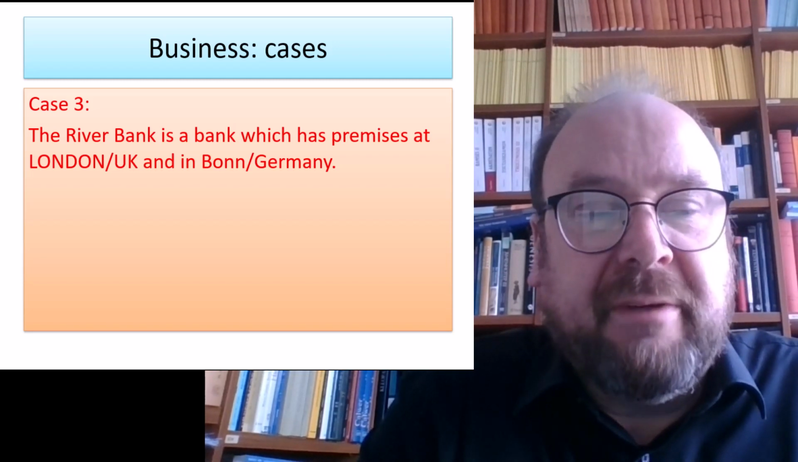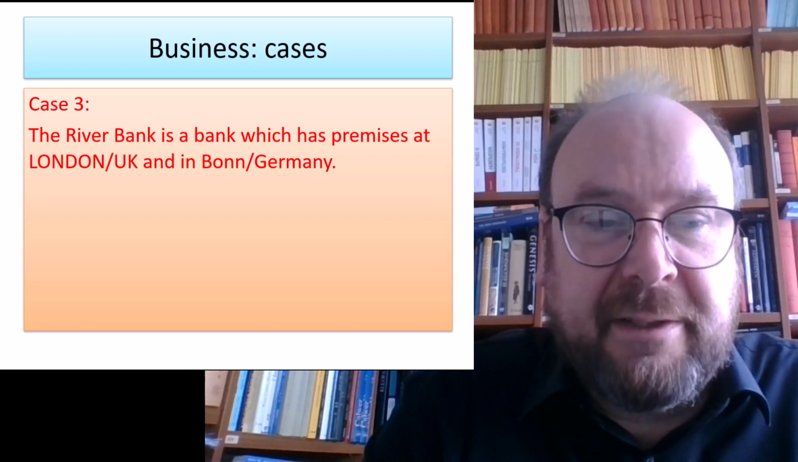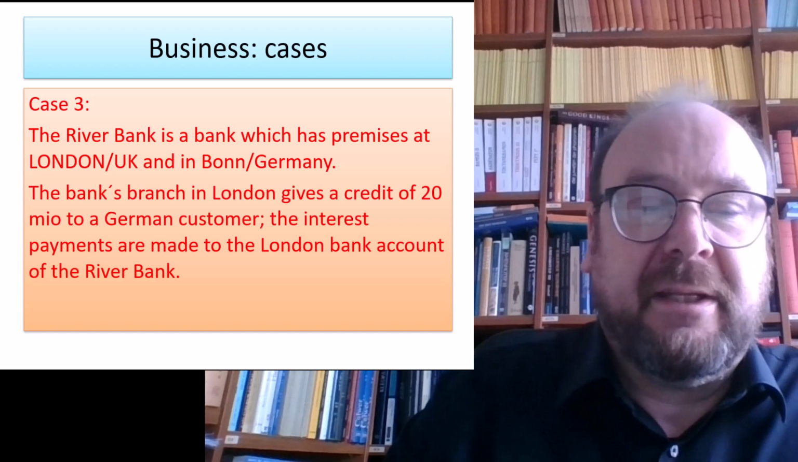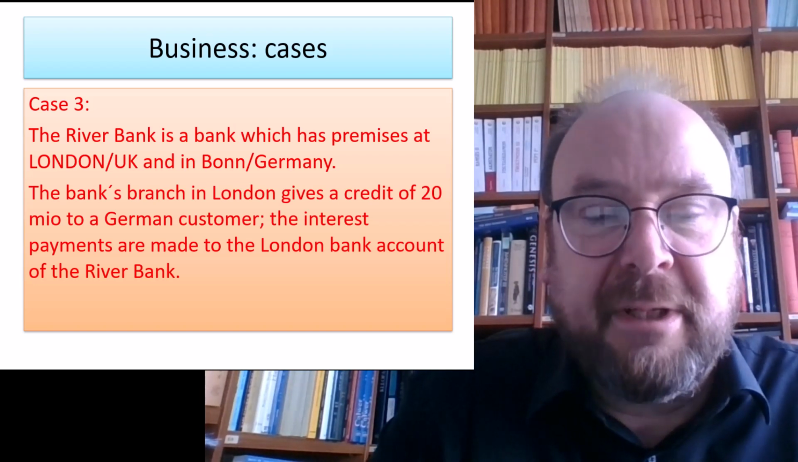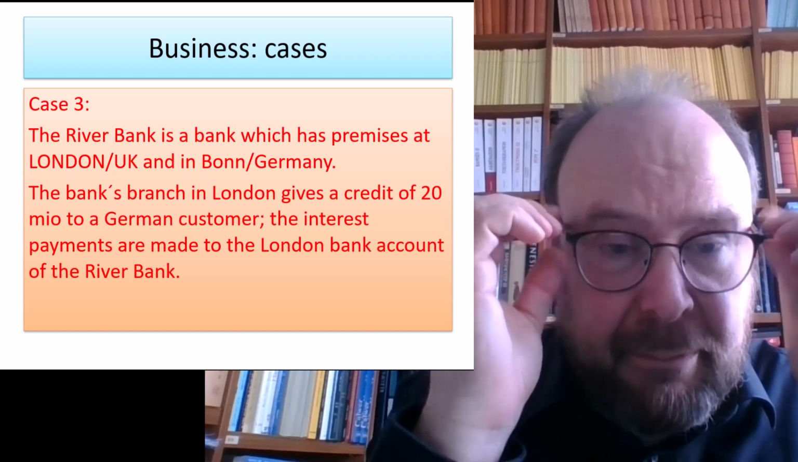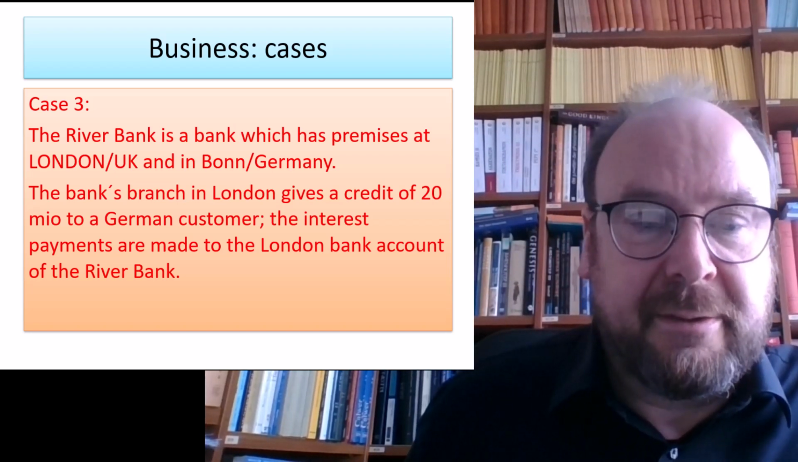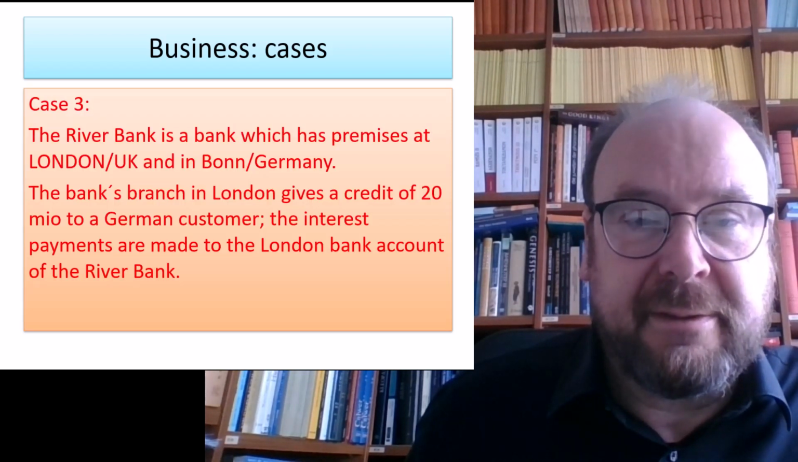Okay, let's talk about the next case to illustrate some other details. Here it's now the River Bank, which is a bank which has premises in London, UK and in Bonn in Germany. And the bank's branch in London gives a credit of 20 million to a German customer. The interest payments are made to the London bank account of the River Bank. So how is that to be treated?